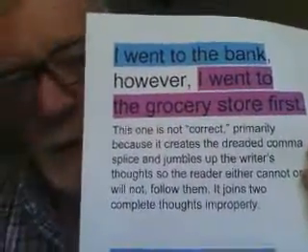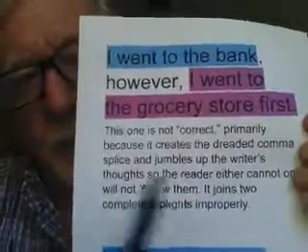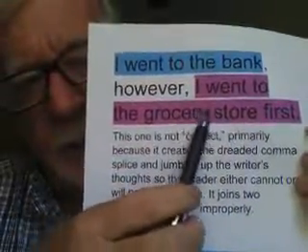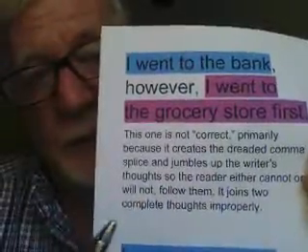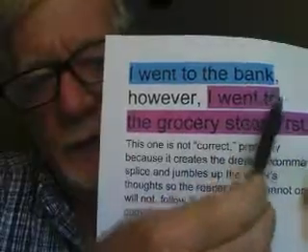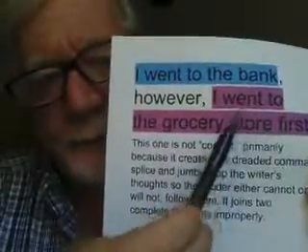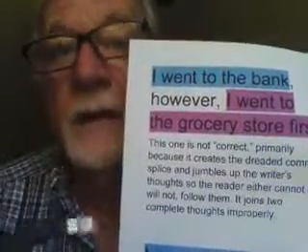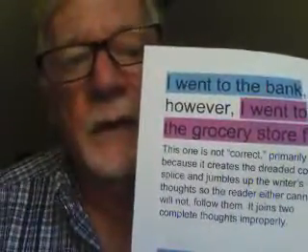There we go. You've got 2 complete sentences. I went to the bank and I went to the grocery store first. Those are 2 complete sentences. And you have joined the 2 complete sentences with the conjunctive adverb however, but you have put commas around it. There's a comma there and a comma there. That's an incorrect use of the conjunctive adverb however, and a very, very, very common incorrect use.